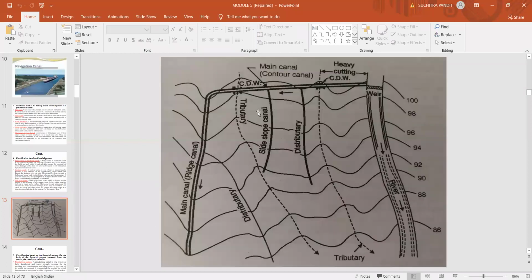Now in these figures you can see the various types of classification of canal based on its alignment, whether it may be a watershed canal or main. So this figure shows the different types of canal based on its alignment. You can see here the main canal. So these are the ridge canals, and you can see the side slope canal, which is perpendicular to the contour of that particular area.